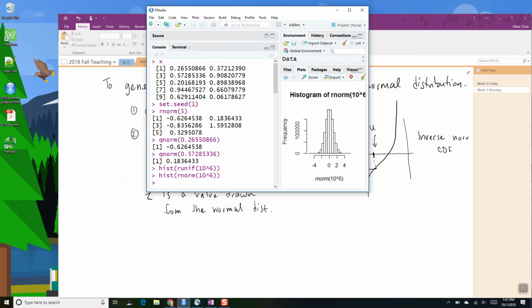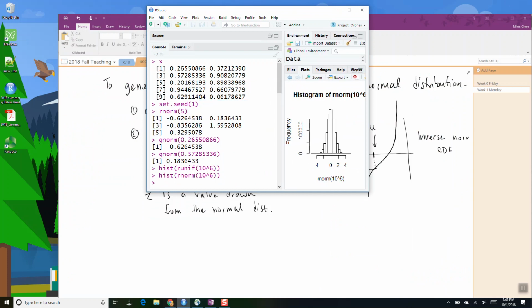And so when we ask R to generate random normal values, it's just taking our unif, this is what x is up here, and plugging them into the inverse CDF function, and reporting those values back. So 0.6264538 is just this number in the inverse CDF. And this number here is just this third number here. And if I took this number and plugged that into the inverse CDF, that would produce this negative 0.8356.